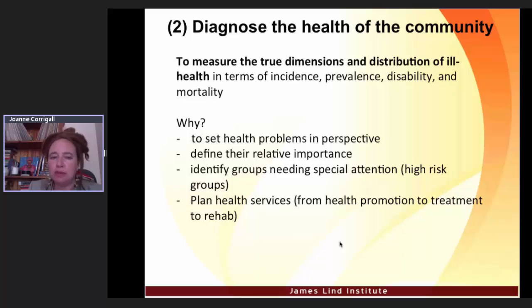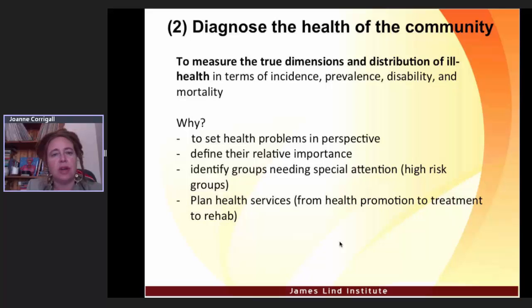It sets the health problems in perspective. It defines their relative importance, which of course then defines the relative importance of funding for different disease states. It helps us identify groups that might need special attention, so who are the high-risk groups, and we focus our interventions on them. And then of course it helps us to plan health services.